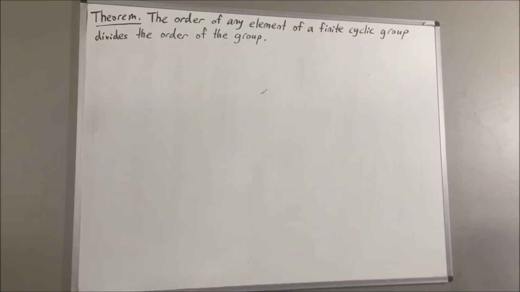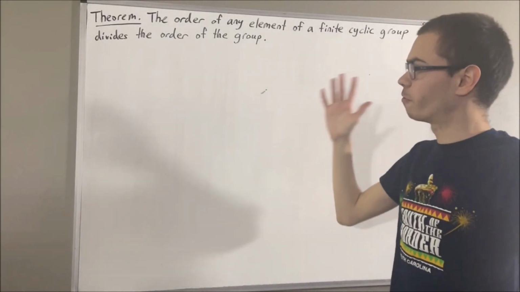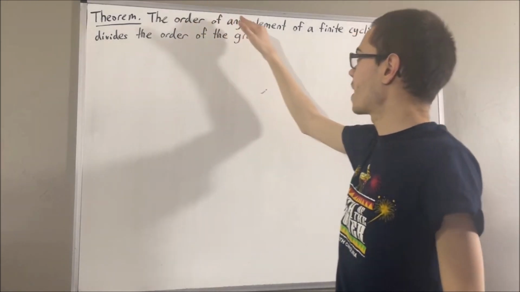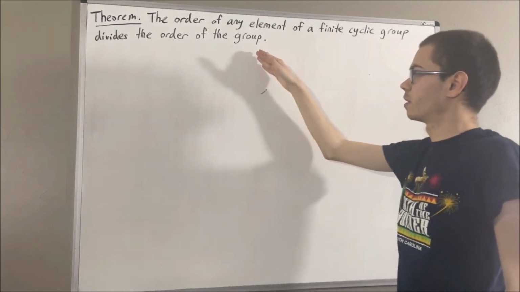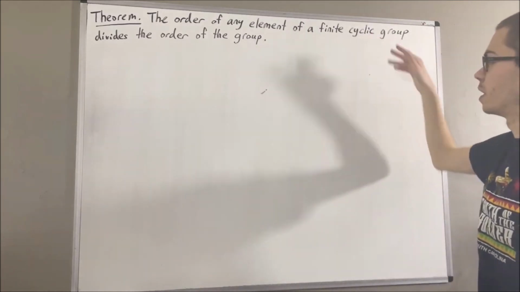Hello! In this video, we are going to prove the following theorem. The order of any element of a finite cyclic group divides the order of the group. Now, the definition of a cyclic group is as follows.